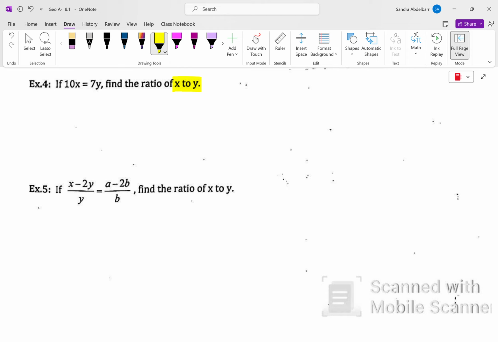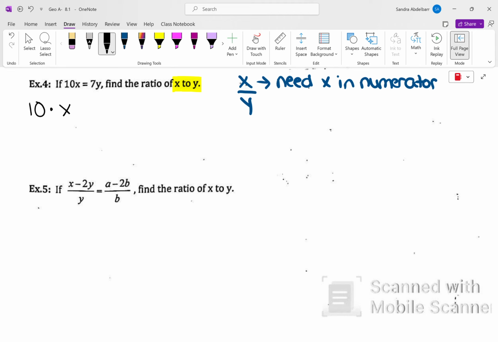Which one has to be on top when it says find the ratio of x to y? Jack? X. We need x on top. Now, a lot of people are like, oh, well, the 10 is with the x and the 7's with the y, so it has to be 10 to 7. That's wrong. So what we've given you is the cross multiplication. This is 10 times x is equal to 7 times y.